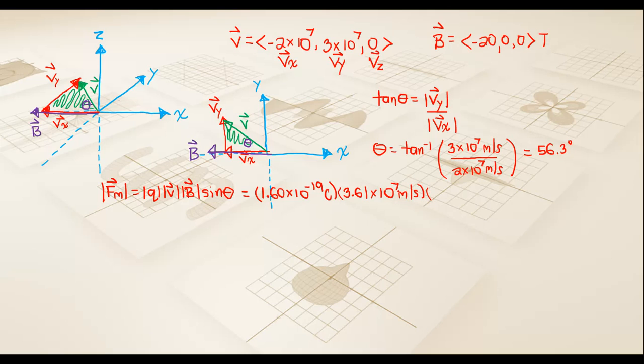Multiply by the magnitude of the magnetic field strength, which is just 20 teslas. Multiply by sine of 56.3 degrees. Okay, this will give me the magnitude of the deflecting magnetic force, which would then be equal to 9.6 times 10 to the negative 11 newtons.